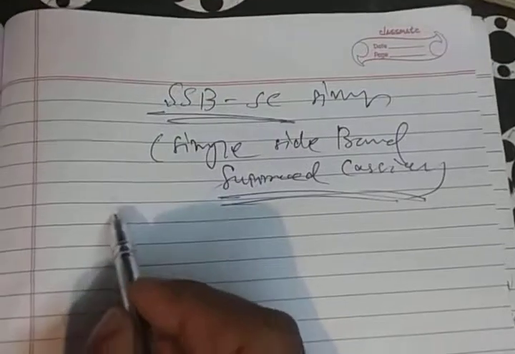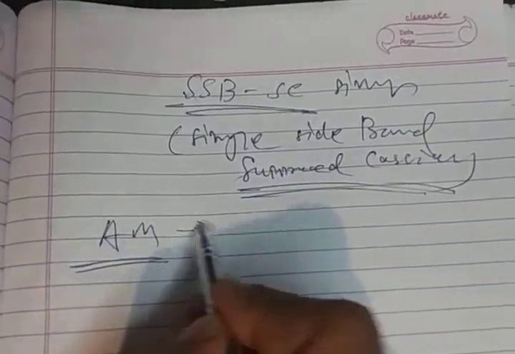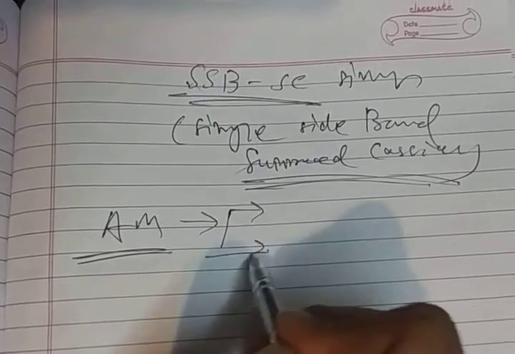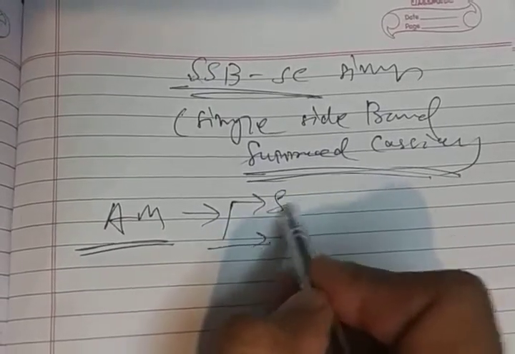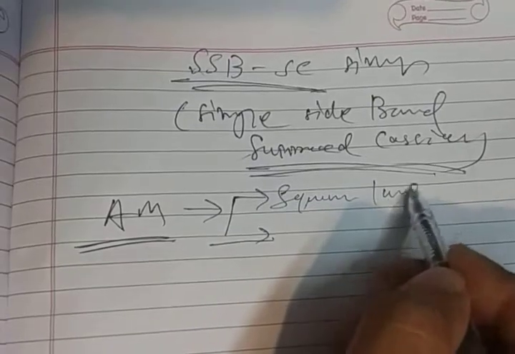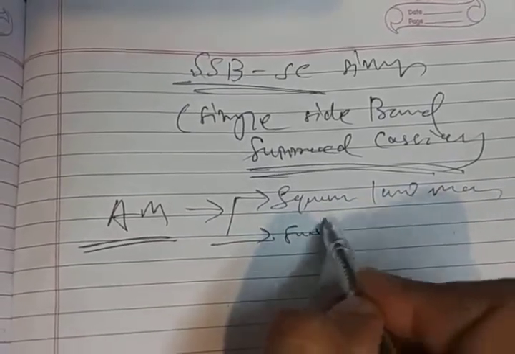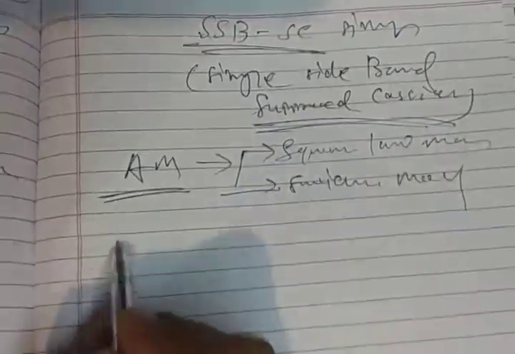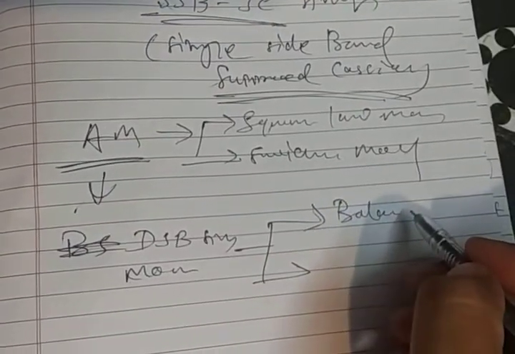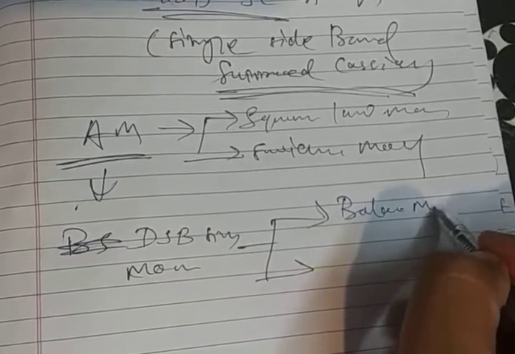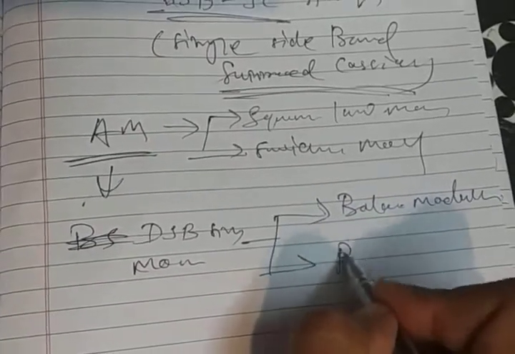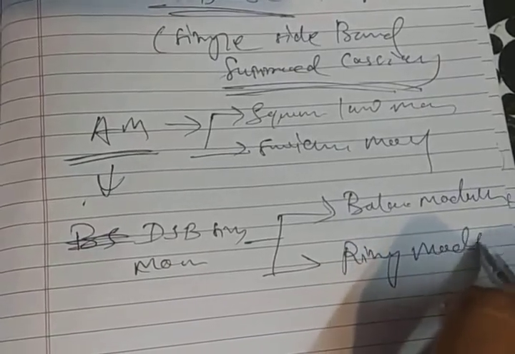In the last video we saw the AM signal generator. There are two types of AM signal generator: one is the square law modulator, another is the switching modulator. And for the DSB-SC signal modulator, there are also two techniques to generate a DSB-SC modulated signal. One is the balance modulator, another one is the ring modulator.